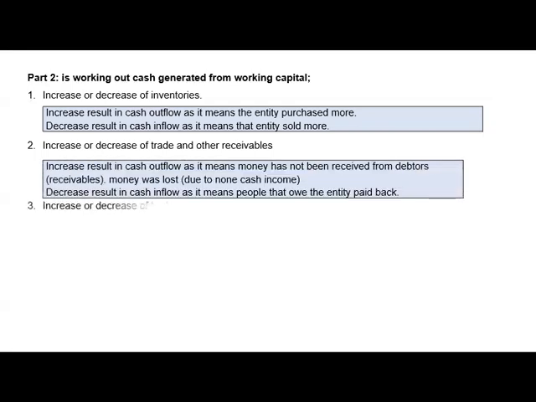The last one will be trade and other payables. When it comes to trade and other payables, remember to exclude three things. The first one will be accrued expense.